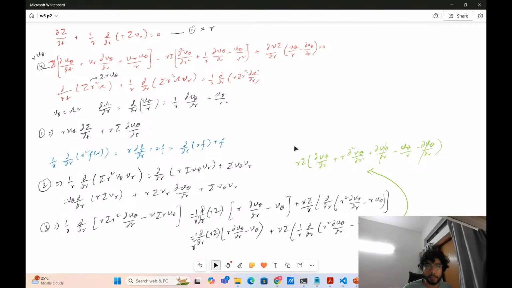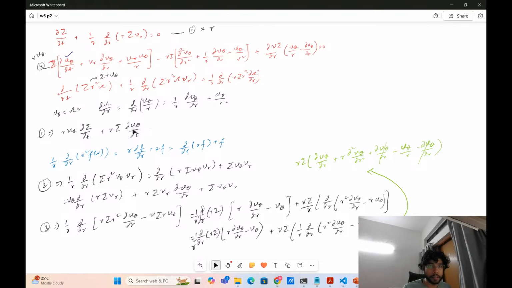Okay, so now let's check. We have the first, second, and third terms of this equation, and let's check whether what we are getting matches this first equation multiplied with r plus the second equation multiplied with r v theta. For example, the r v theta d sigma dt is this term, right? So let's mark it. So this term is accounted for.